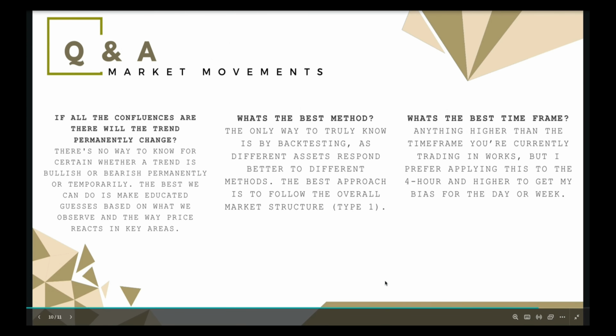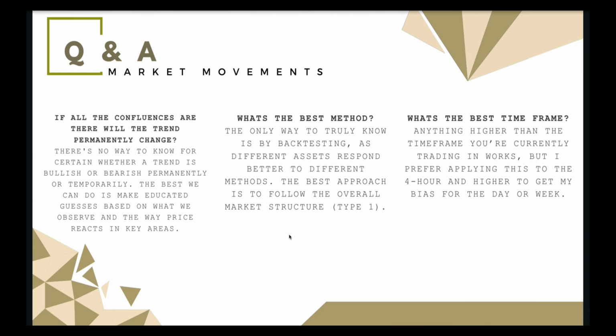All right, so some Q&As. Here are just some questions that I'm pretty sure you guys are going to have, so I just want to go through them fairly quickly. So the first one: if all the confluences are there, will the trend permanently change?